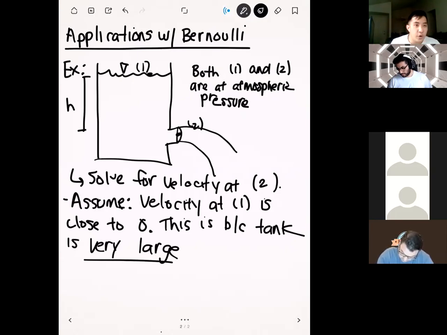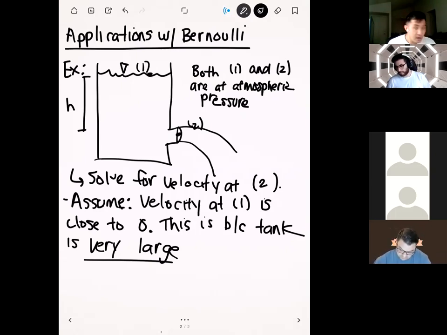Usually in these kinds of problems, I'll say explicitly that you can assume the tank is very large. When I state that, any velocities at the top surface of the tank, you can effectively assume to be 0.